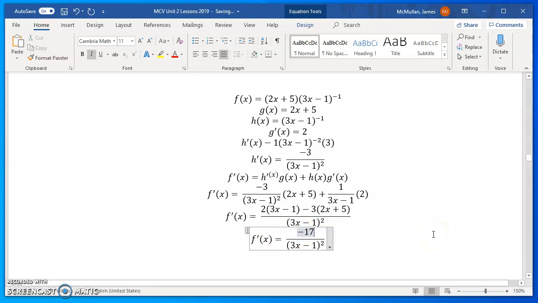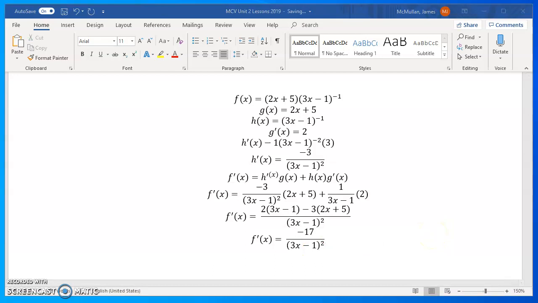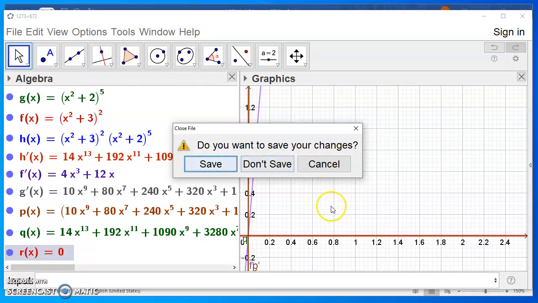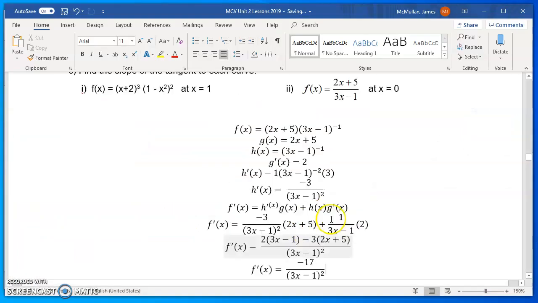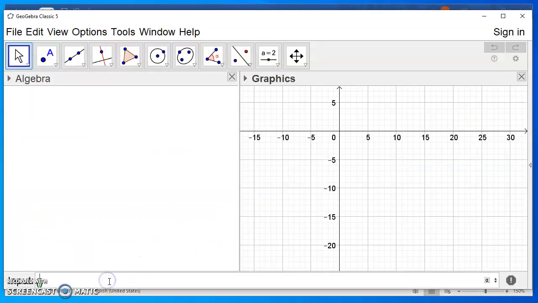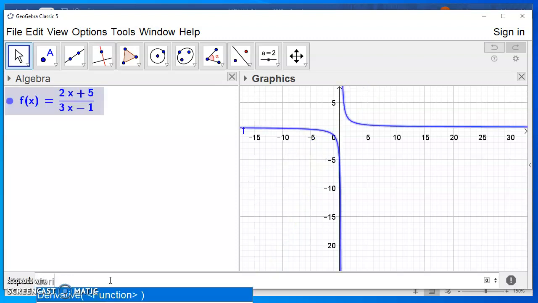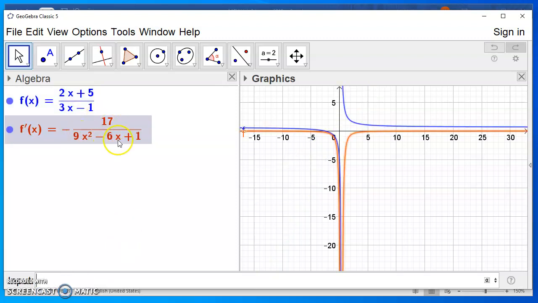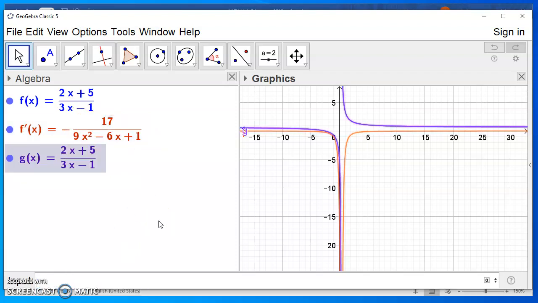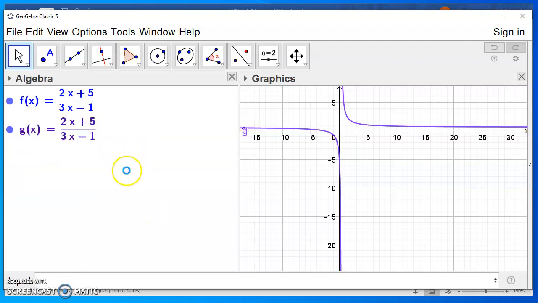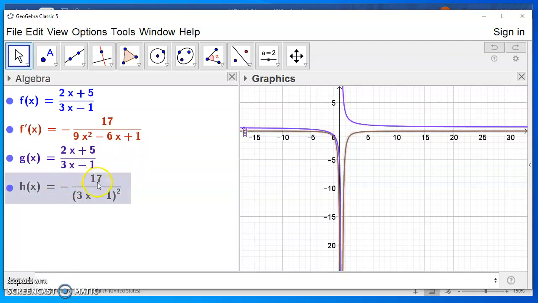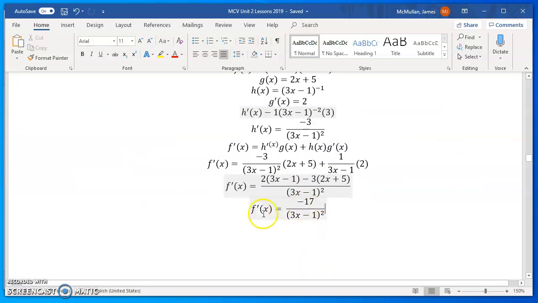So it actually simplifies down to something fairly straightforward, and again, GeoGebra should be able to confirm what I did there is right, provided I didn't make any mistakes. So let's go 2x plus 5 divided by 3x minus 1, and then let's go derivative f. And we'll just factor f prime, and you can see it comes up with what I said, right? Negative 17 on the top and 3x minus 1 squared on the bottom.